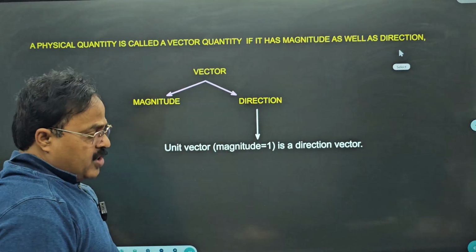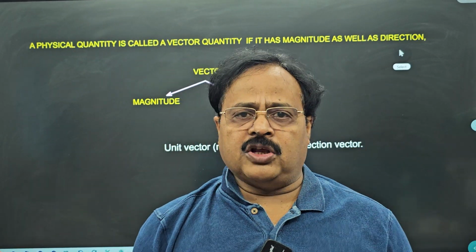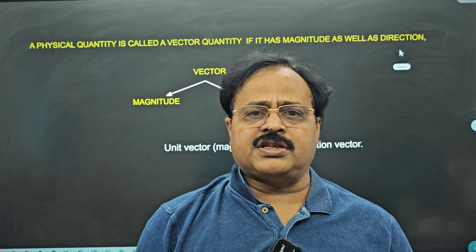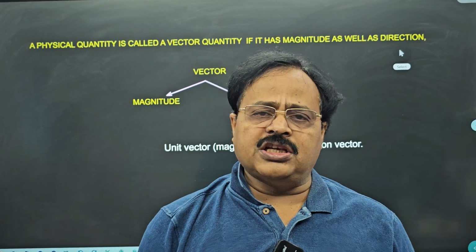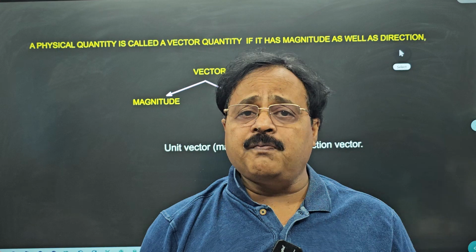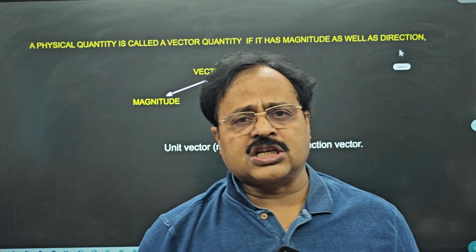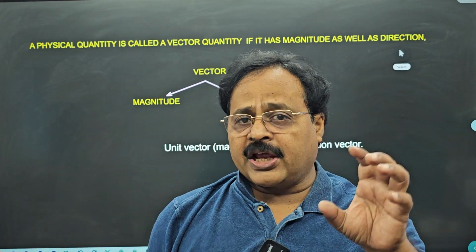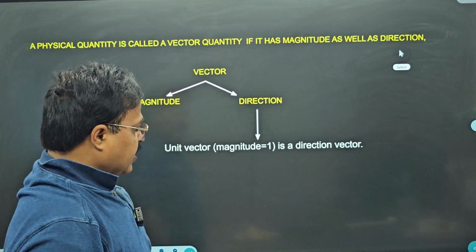Okay, my dear students. What are physical quantities? Physical quantities are speed, velocity, acceleration, force, kinetic energy, potential energy, work done, torque, electric current, magnetic field. All these things are called physical quantities. Out of these physical quantities, there are some which are vector quantities. So in today's class, we'll discuss the vector. A physical quantity is called a vector quantity if it has magnitude as well as direction.